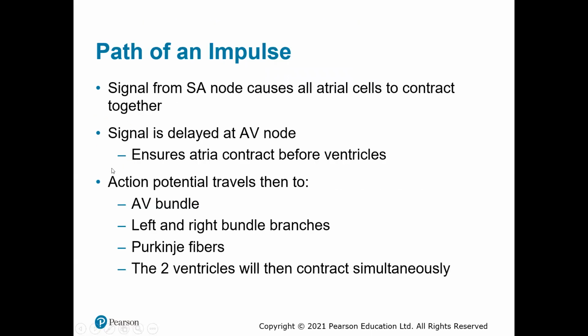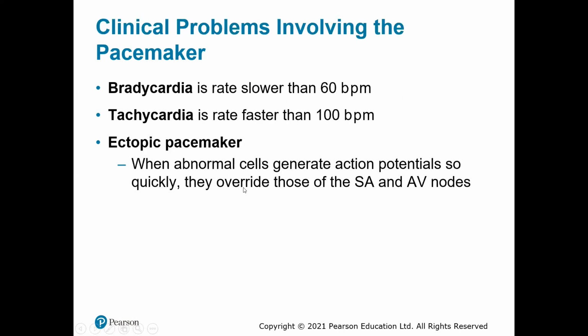So this just goes into the words that I just said. The SA node is where the contraction starts, and it travels through the AV node. If there are problems with the pacemaker, if the SA node is causing contraction too slowly, less than 60 beats per minute, that's called bradycardia. And tachycardia is the opposite of that. It's where the rate is set too high, so your heart is beating too fast.